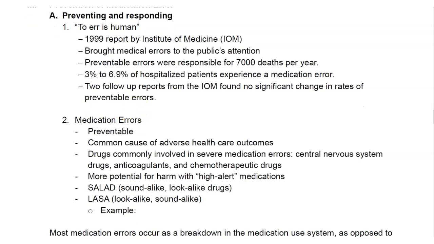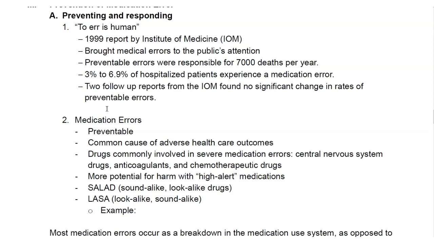Anyhow, something to really know when it comes to medication errors. Medication errors are actually very preventable. Medication errors are common causes of adverse healthcare outcomes in the clinical setting. Now, the drugs commonly involved in severe medication errors include drugs that affect the central nervous system, so usually sedatives, also anticoagulants that can cause some bleeding disorders, and chemotherapeutic drugs. As we know, they have very severe adverse effects. Now, there are medications that have more potential for harm, which are now called high alert medications.